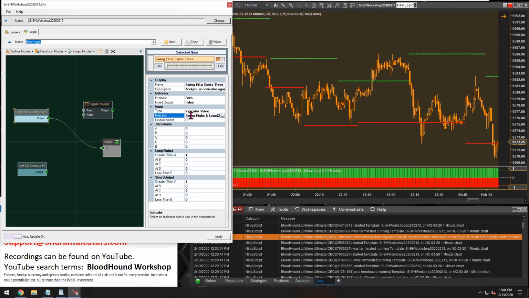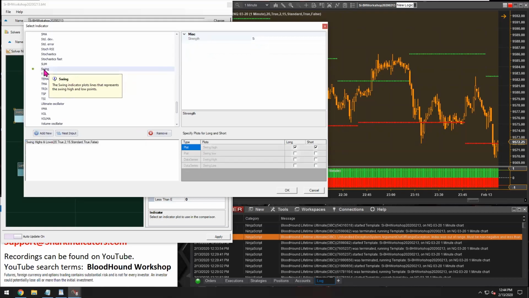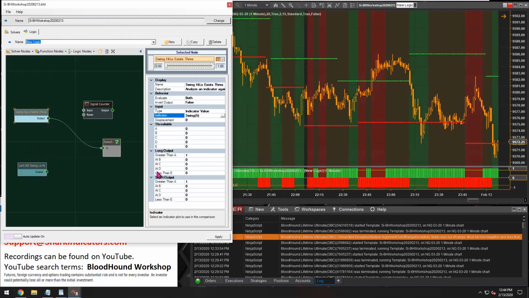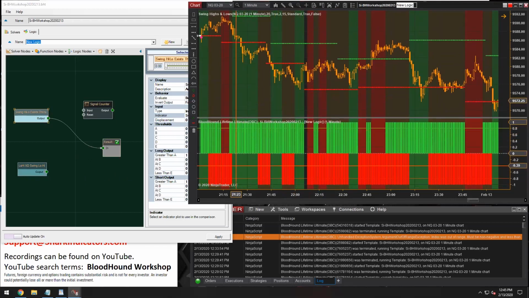So if I replace the swing highs and lows with NinjaTrader's swing indicator, let's just take a look at this real quick. All right, swing indicator, I'll just use a 5. Let's do that. Like so. There. So if you look at BloodHound's output, you'll see that sometimes the short output disappears.